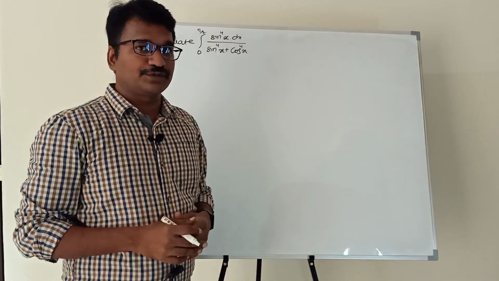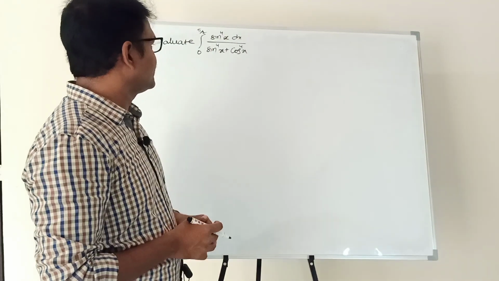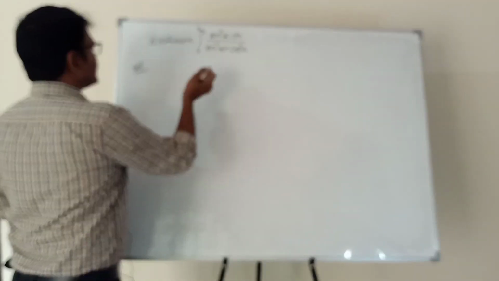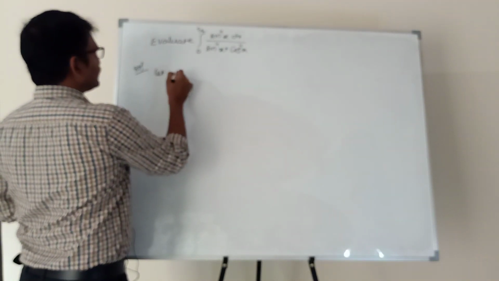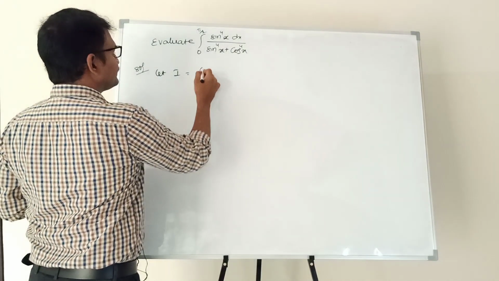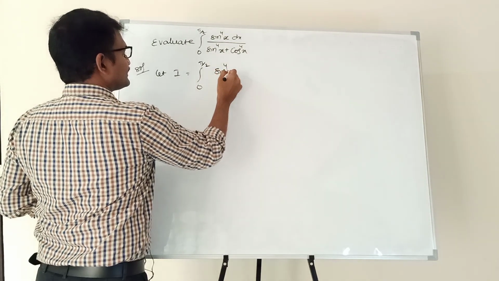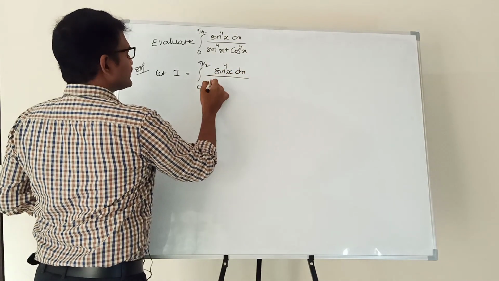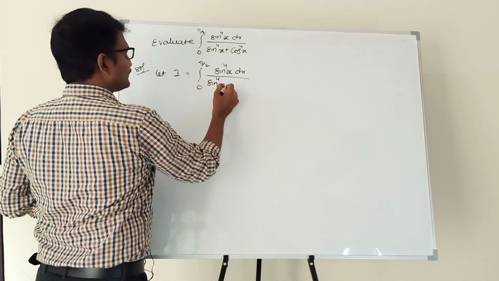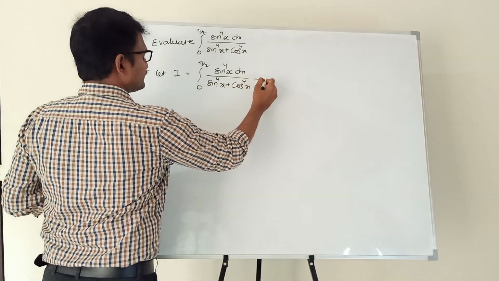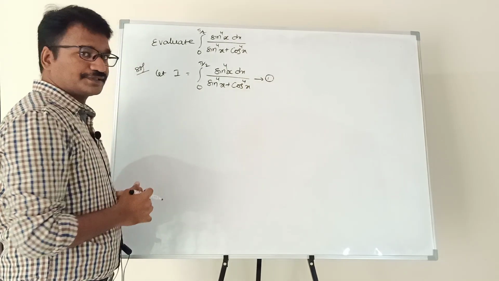Evaluate the integral from 0 to pi by 2 of sin^4 x dx by sin^4 x plus cos^4 x. Same, let the given problem be equal to I. I is equal to the integral from 0 to pi by 2 of sin^4 x dx by sin^4 x plus cos^4 x. Let this be equation number 1.